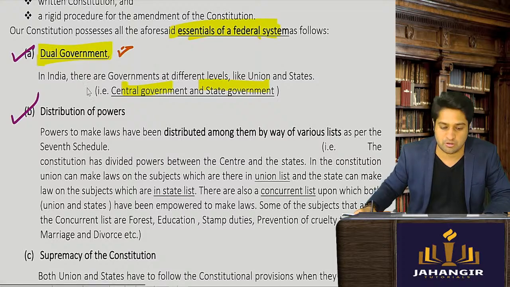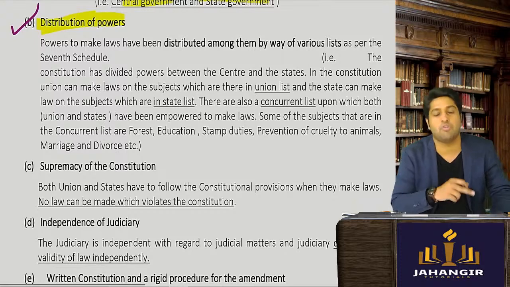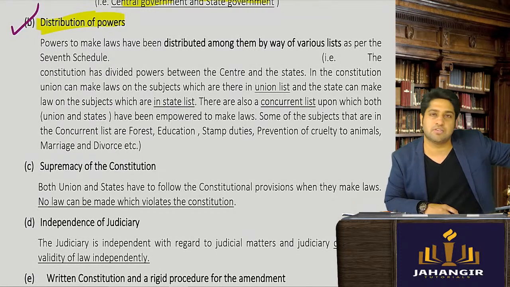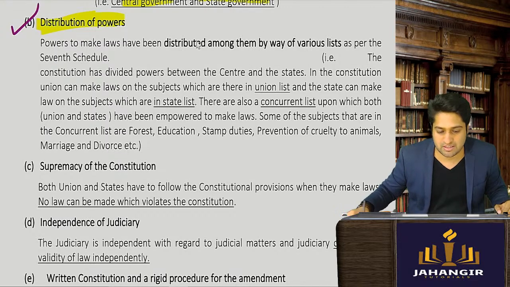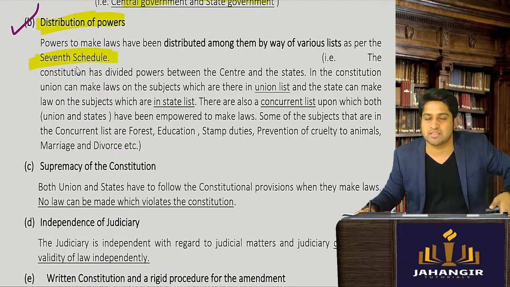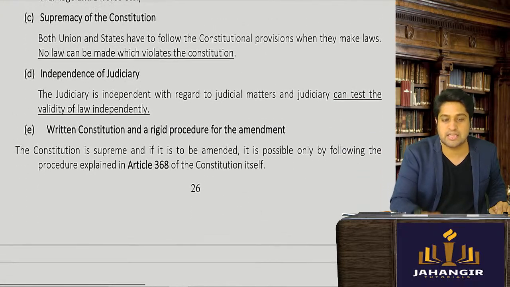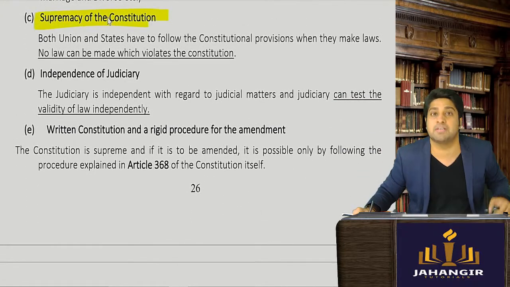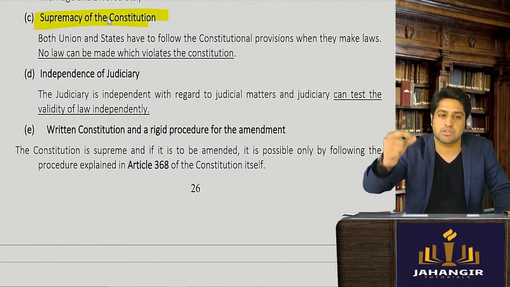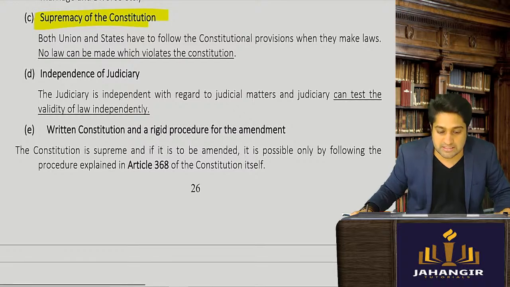Then comes distribution of powers. So yes, the powers are also distributed. The central government has certain powers, the state government has certain powers. That is given in Schedule 7, which gives powers in the union list and state list; all have been distributed. Then there is the supremacy of the constitution, that no person is superior. The most superior book is your constitution. So therefore this federal feature also we have.